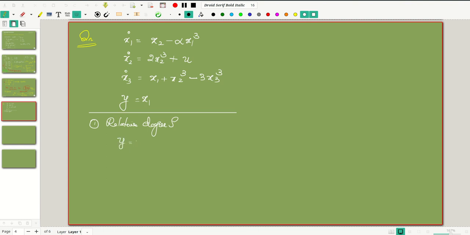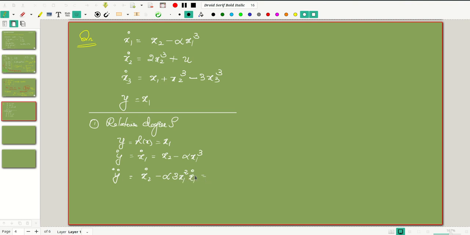y is equal to h of x is equal to x1, y dot is equal to x1 dot. You can find it this way easily, without necessarily taking L_f h of x. x1 dot is equal to x2 minus alpha x1 cube. Okay. So, here I don't have a u. So, relative degree is not equal to 1. So, I will take y double dot. y double dot is equal to x2 dot minus alpha into 3x1 squared into x1 dot.